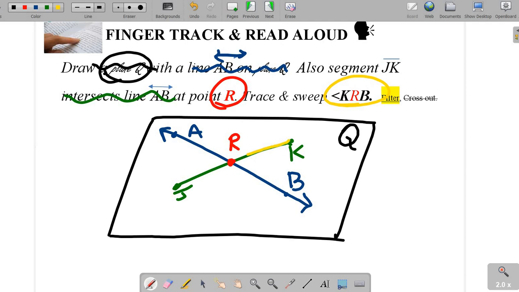So KRB, trace and sweep. Now, your entire diagram could be tilted another direction, but the key things here is that Q should be in the upper right-hand corner. Your line should have arrows with capital letters. Your segment should have endpoints with capital letters. And your angle, KRB, should be the one where R is the hinge of that angle.